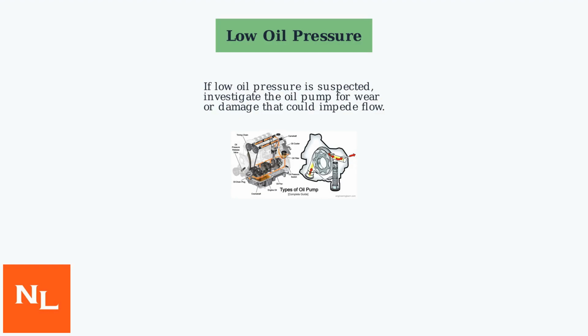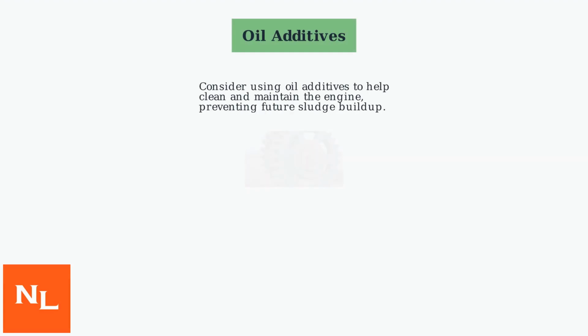If low oil pressure is suspected as a cause of the camshaft timing issue, investigate the oil pump for wear or damage. A failing pump can reduce pressure and affect camshaft actuator performance. Consider using approved oil additives to help clean and maintain the engine. These can aid in preventing future sludge buildup and maintaining optimal oil pressure for camshaft operation.